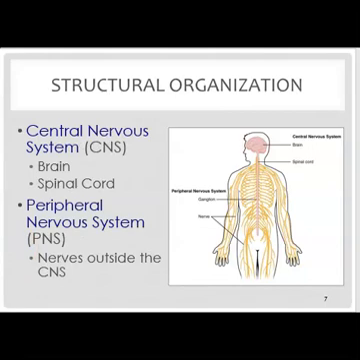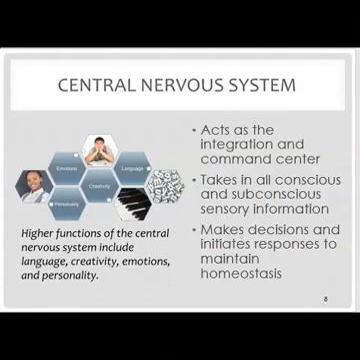The nervous system is divided into two main categories. The central nervous system, or the CNS, and the components of that are your brain and your spinal cord. And then the peripheral nervous system, or the PNS, which is going to include all of your nerves outside of the central nervous system. When we look specifically at the central nervous system, this is kind of like the integration and command center, right?